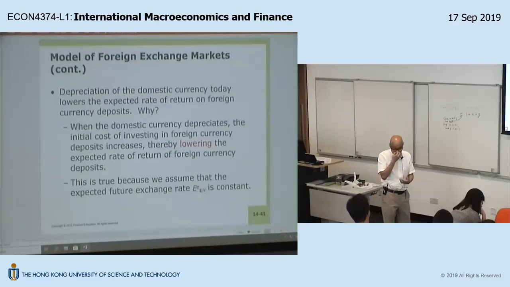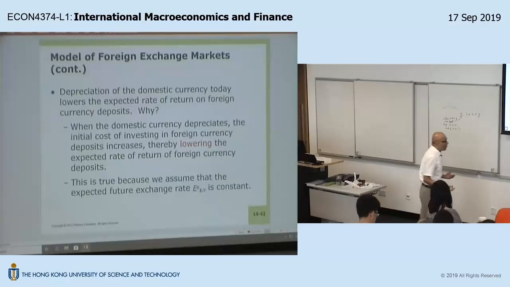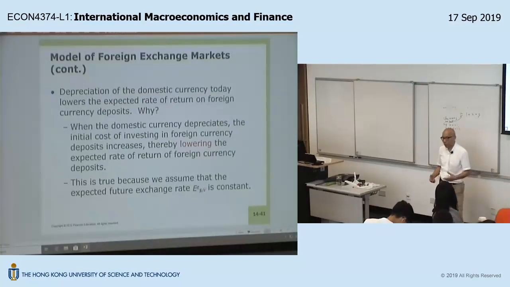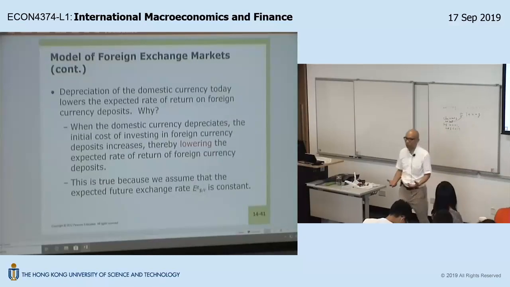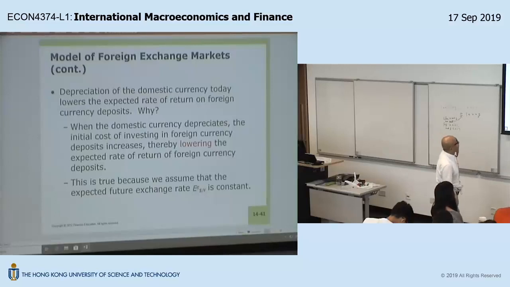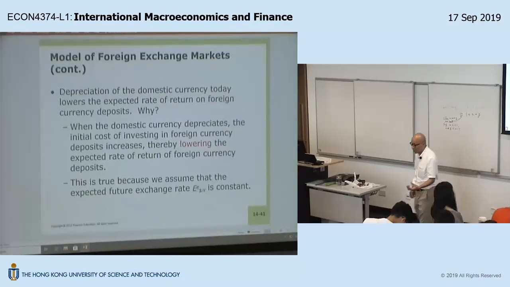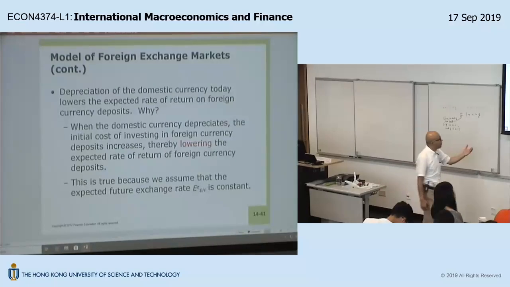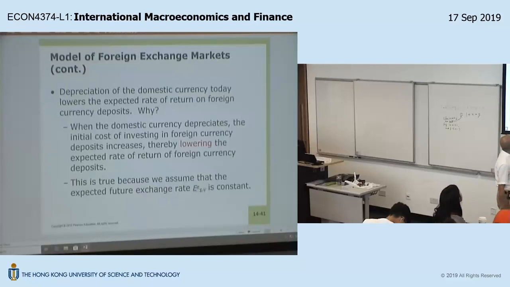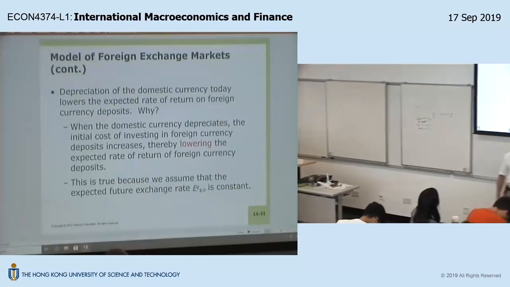Every dollar can only be converted into a small amount of euro. That will increase the cost of investing in euro, basically, right? And therefore, it lowers the expected rate of return of foreign currency deposit. This is true because we assume that the expected future exchange rate is constant. Okay?